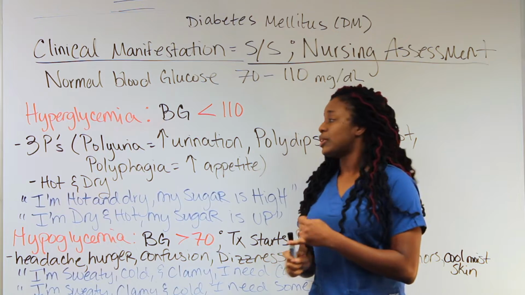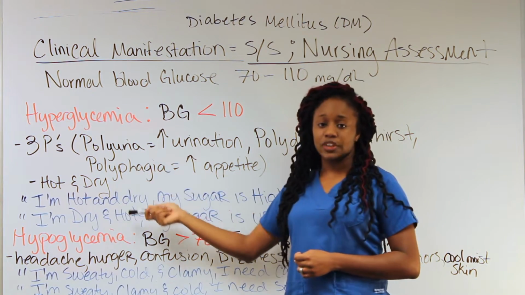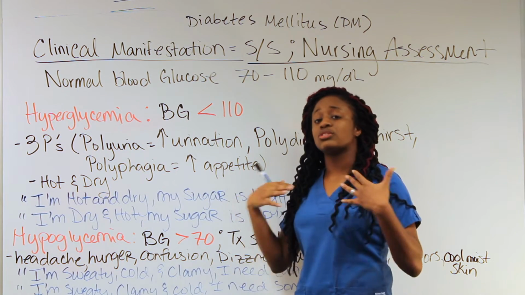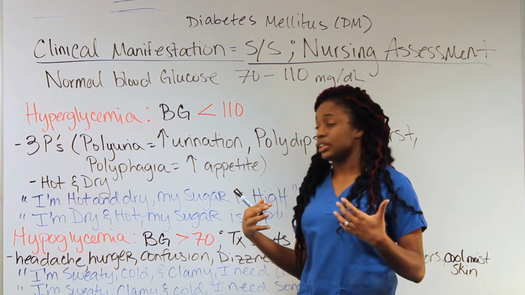Hey, this person is going to have polyuria. This person is going to have polydipsia. This person is going to have polyphagia. Okay? And then they're going to be hot and dry. Dry because you're losing all this fluid from increased urination, and then you're going to be thirsty. All right?